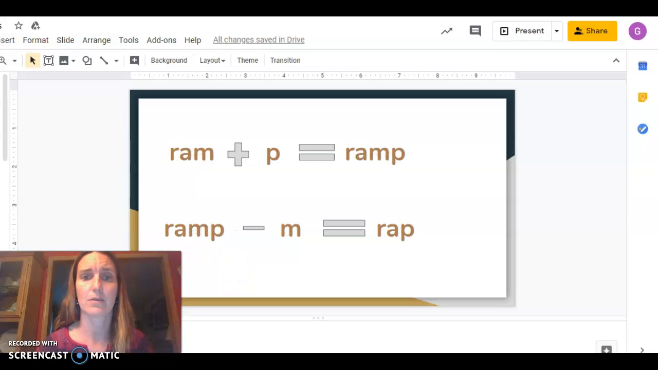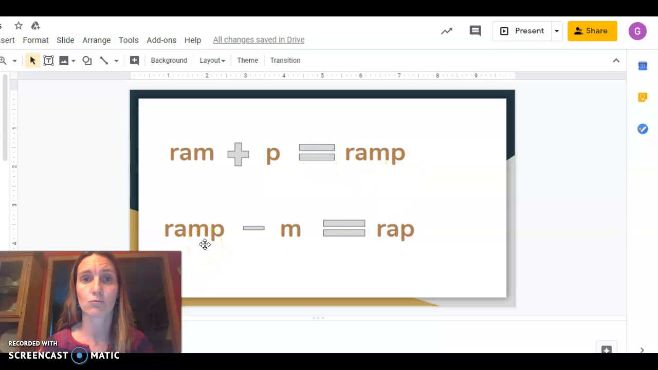Let's take a look at another one. I want to take ram and I want it to say ramp. Ram. R-a-m. Ram. And I want to make it say ramp. R-a-m-p. Ramp. There's another sound added at the end, the p sound, which is spelled with the letter P. So we're going to say hello to the letter P to make the word ramp.